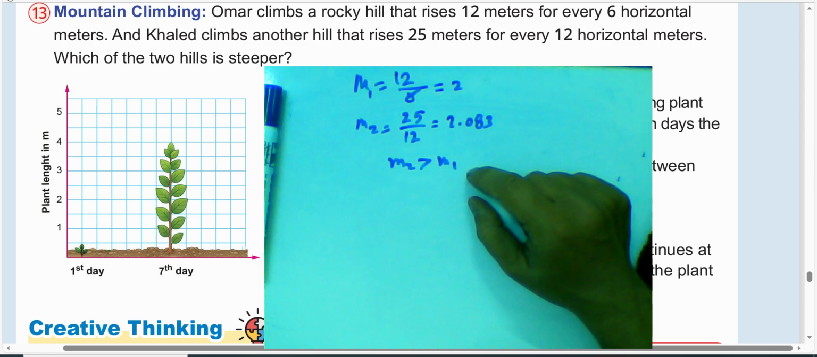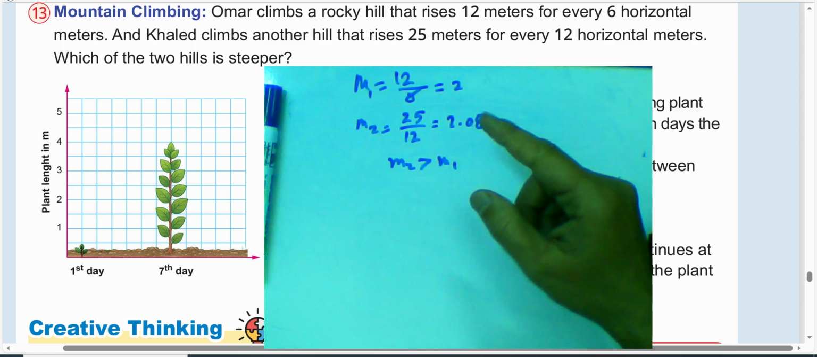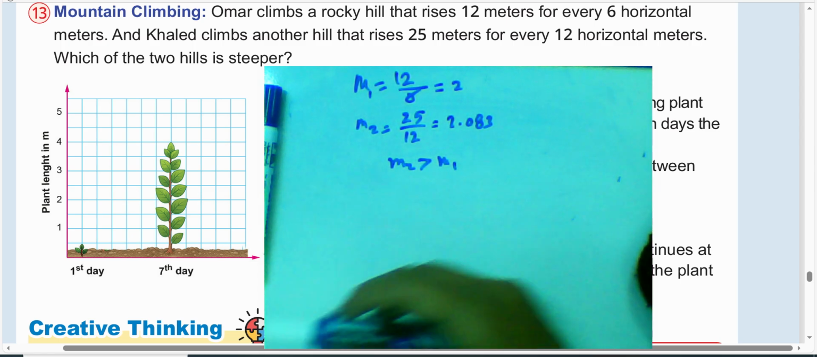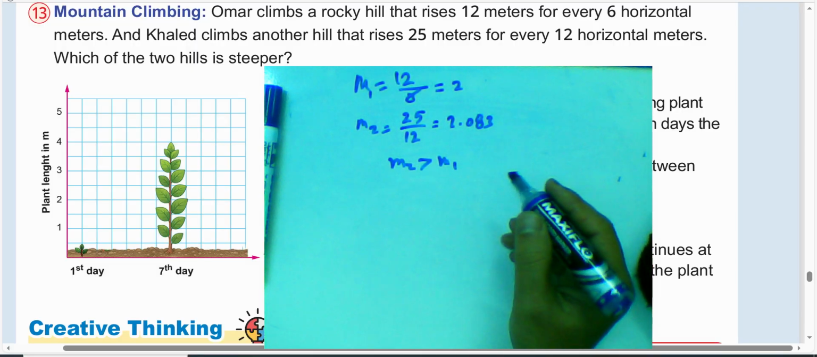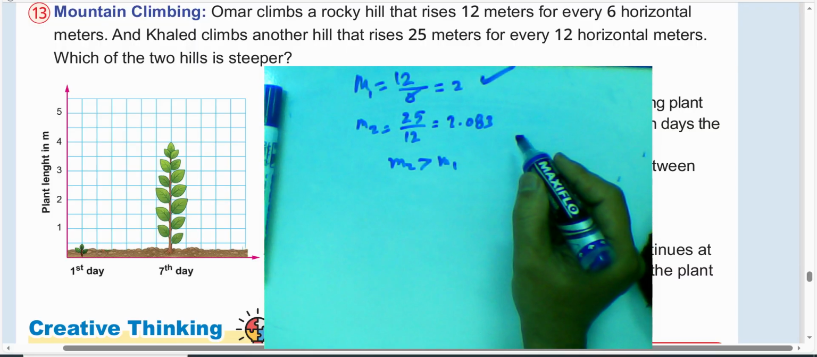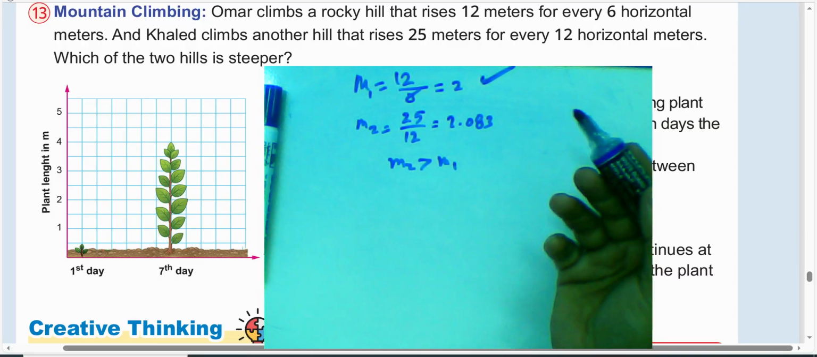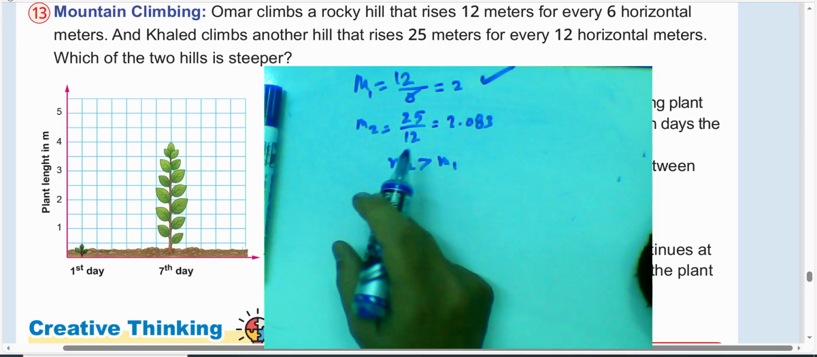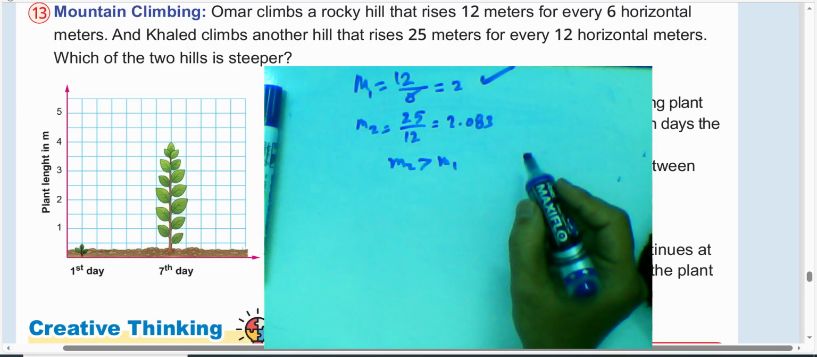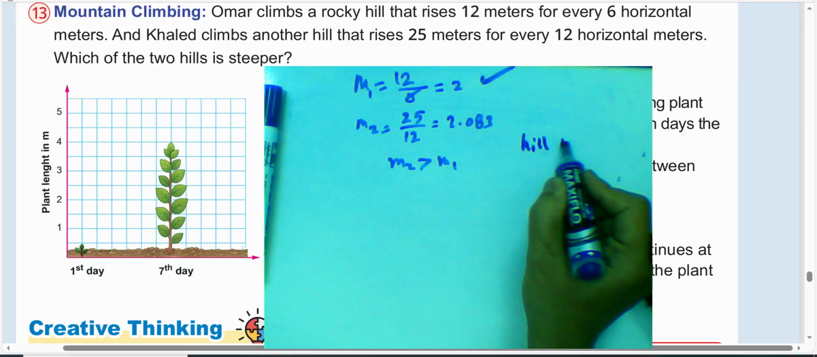He asked which of the two hills is steeper: the second. Omar climbs a rocky hill that rises 12 meters for every 6 horizontal. Then the slope will be 2. And Khalid climbs another hill that rises 25 meters for every 12 horizontal meters. Which of the two hills is steeper? Steeper will be number 2. Hill number 2.